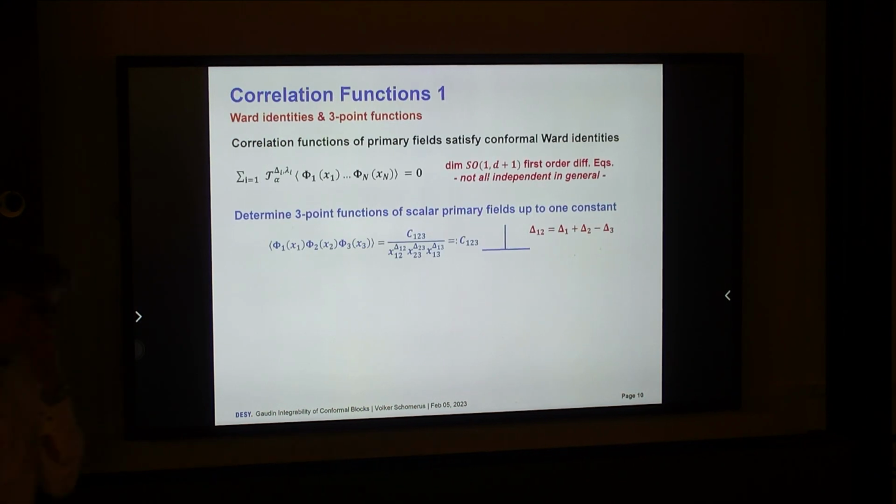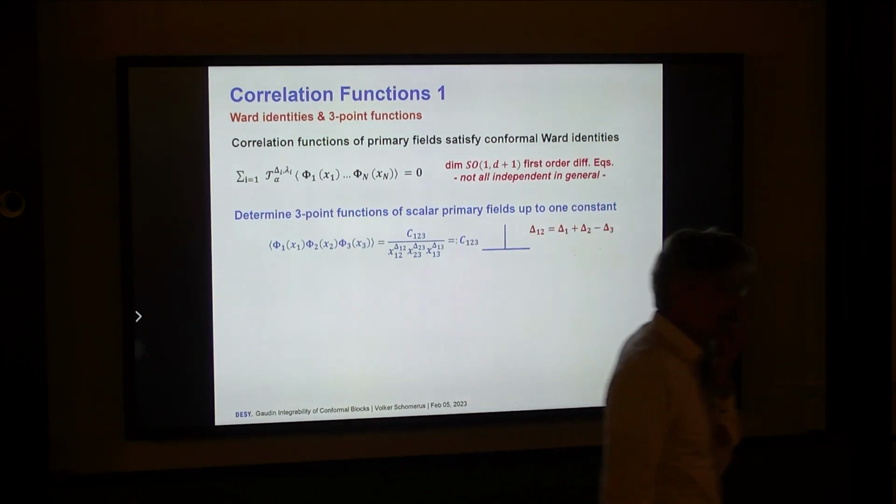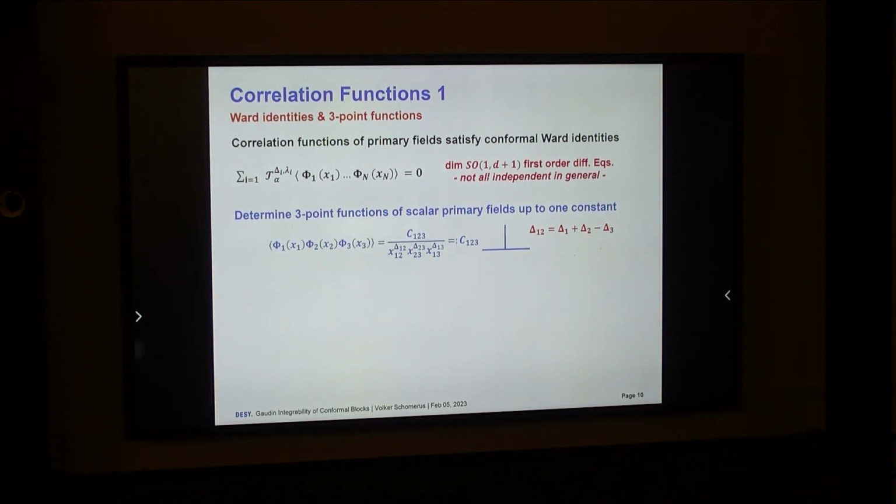Question. In 2 dimensions, the spectrum of dimensions of primary fields is discrete. Not necessarily, because we also have Liouville theory or other non-compact models, so it's not always discrete. But of course, in rational models, it's discrete. In rational models it's even finite.